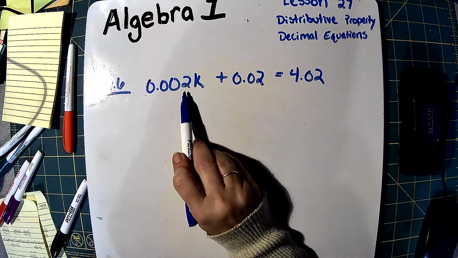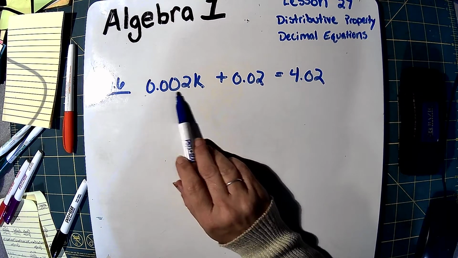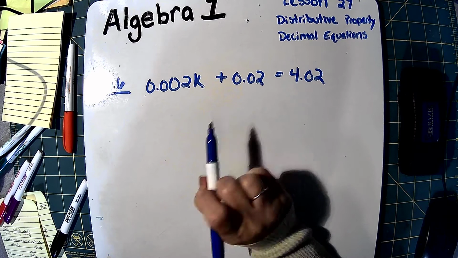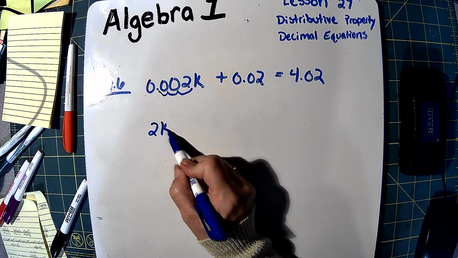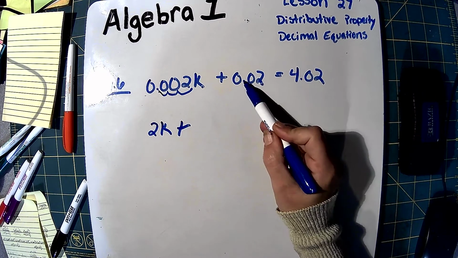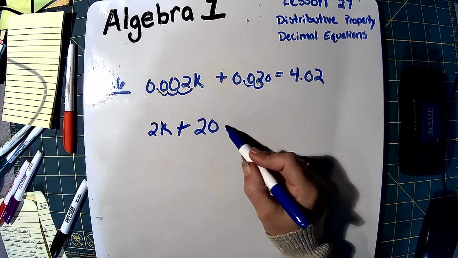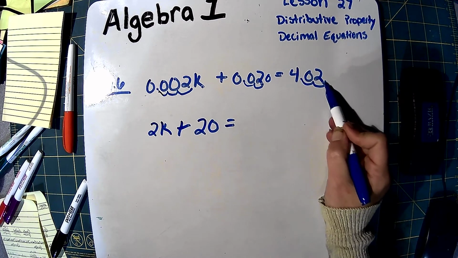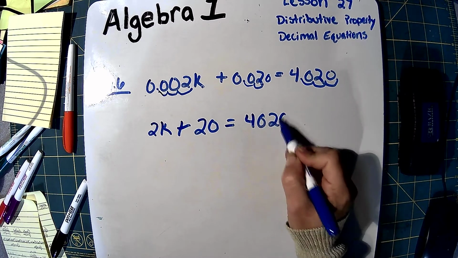We're going to count our decimal places. 1, 2, 3 right there. 1, 2, 1, 2. 3 is our highest number, so we're going to move all of our decimals 3 places. So 1, 2, 3. That's going to be 2k plus 1, 2, 3. We're going to have to add a 0 on there. 20 equals 1, 2, 3. We got to add a 0 on there. So 4, 0, 2, 0.